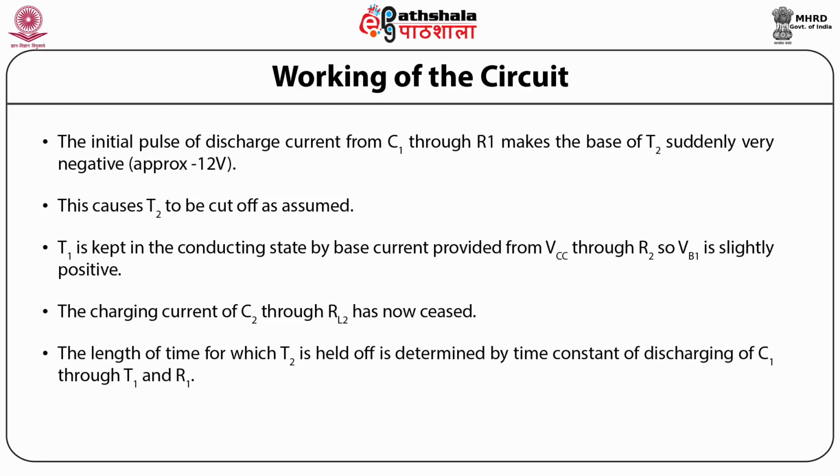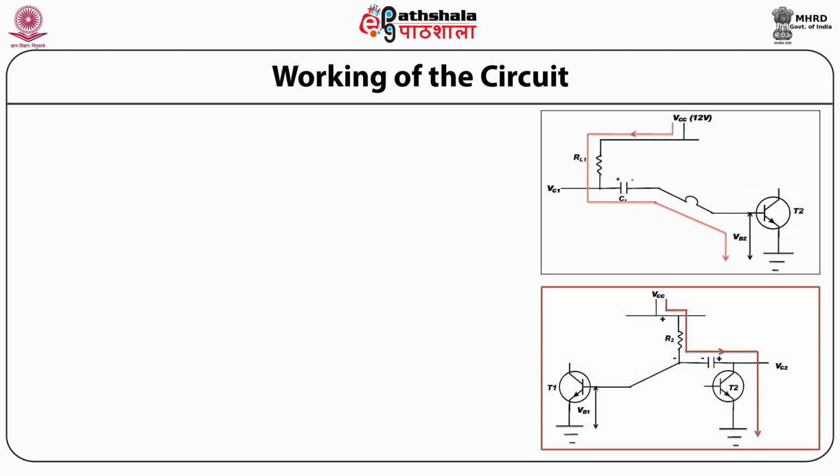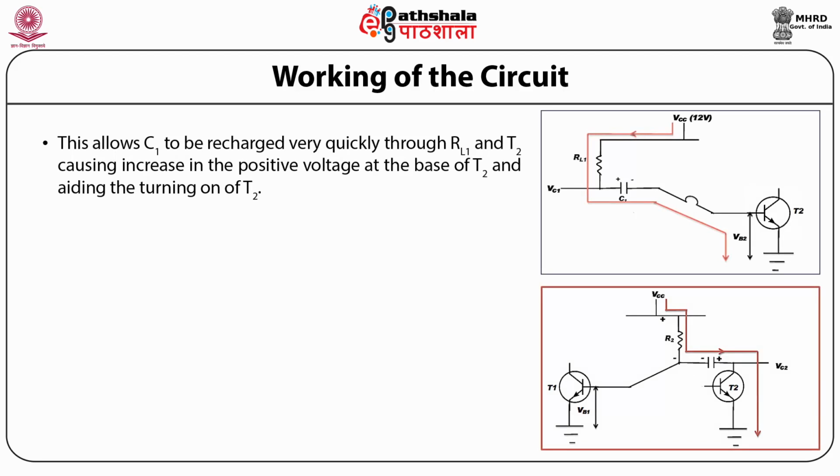So the length of time for which T2 is held off is determined by the time constant of discharging of C1 through T1 and R1. Now these show the other two cases. The first figure shows that this allows C1 to be charged very quickly through RL1 and T2, causing an increase in the positive voltage at the base of T2 and aiding the turning on of the T2 transistor.